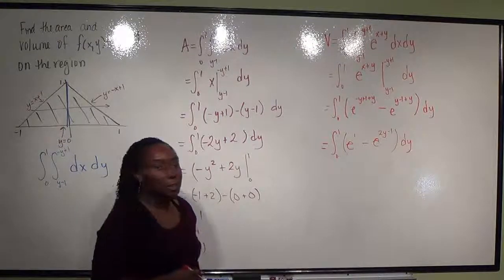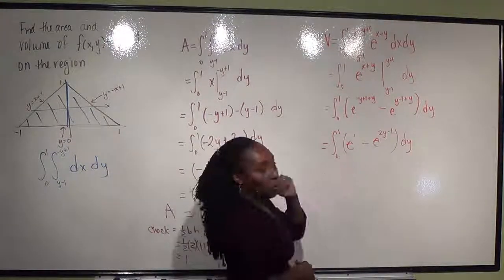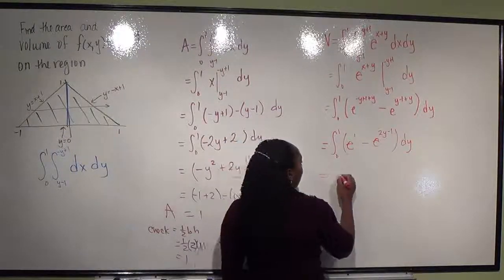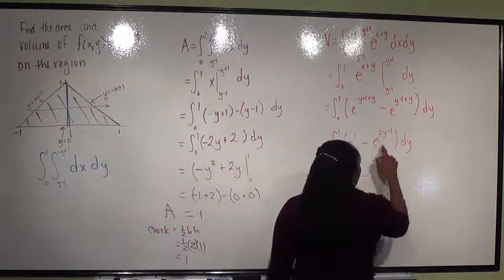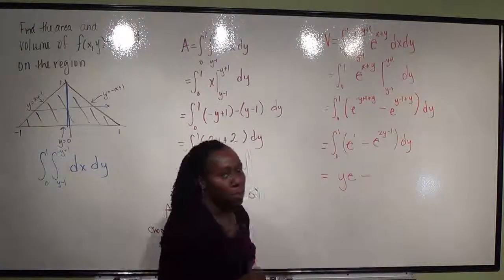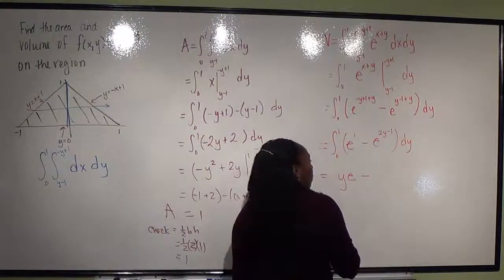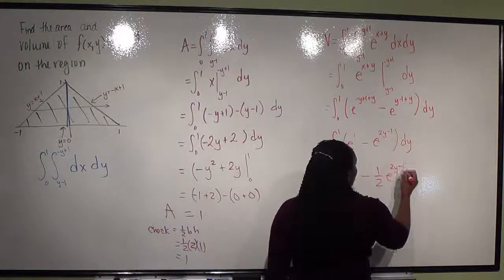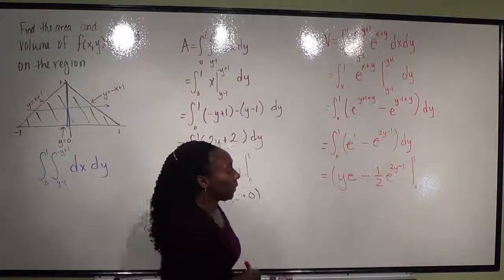Now we're going to integrate. Now here you've got to be a little careful, this one's kind of tricky. e to the 1 is just a constant, so when we integrate that, we're going to get y times e, minus, over here, this one you need your u sub again. So here we're going to get 2y minus 1 being our u, which means we're going to end up with a 1/2 e to the 2y minus 1. And we're going to integrate all of that from 0 to 1.